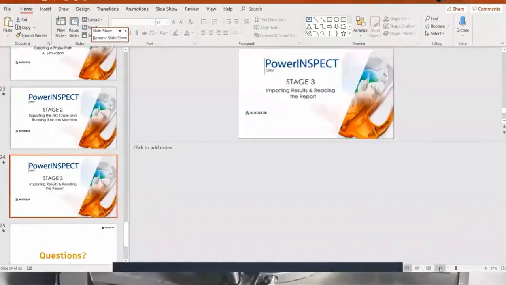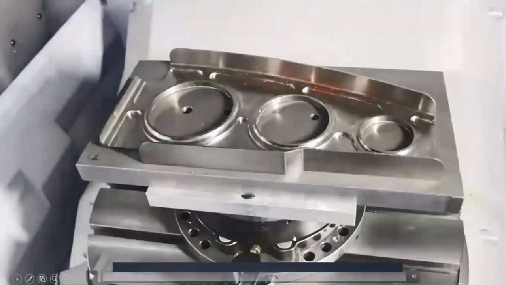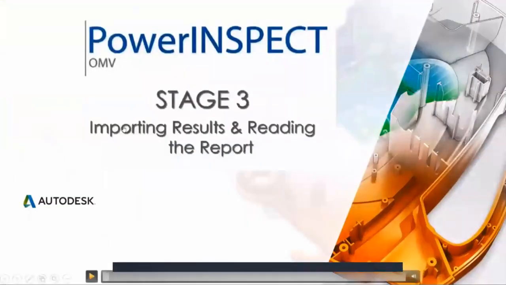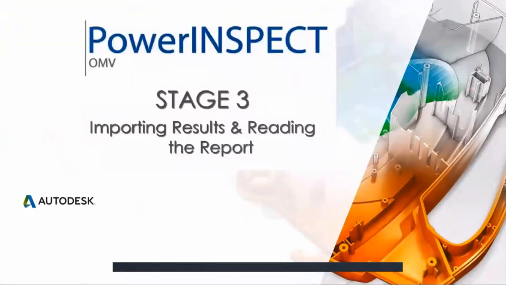So this is my stage 3. In stage 3, you can see here importing the results. Importing the results means you have to import the results from the machine. After running the NC program on the machine, you will get a DAT file. Just remember it. You will get a file from the machine, and that file has to be compiled with your existing CAD nominal, and after that you can generate the report. So just see how we can do it inside the software.